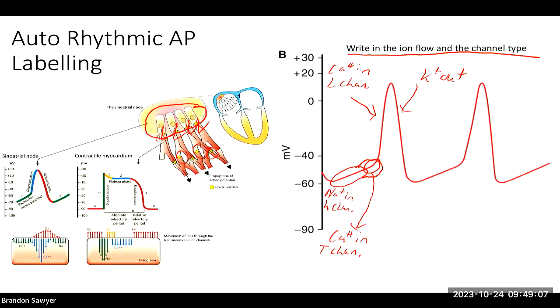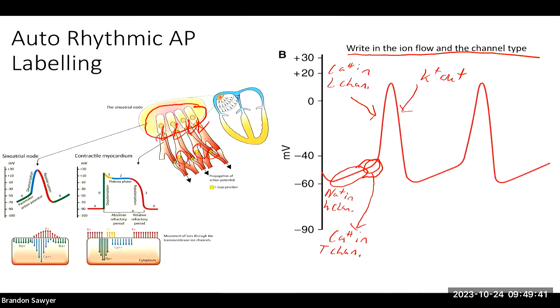So the ion flow and the channel flow that we were just talking about is only in the SA node, correct? Like, is it in that next one, the contractile cells? Yeah, different pattern, different type. This is for the autorhythmic cells. We would have this in the SA node, AV node, just in these autorhythmic cells. These are autorhythmic cells, they have this type of action potential. Contractile cells have that type of action potential.